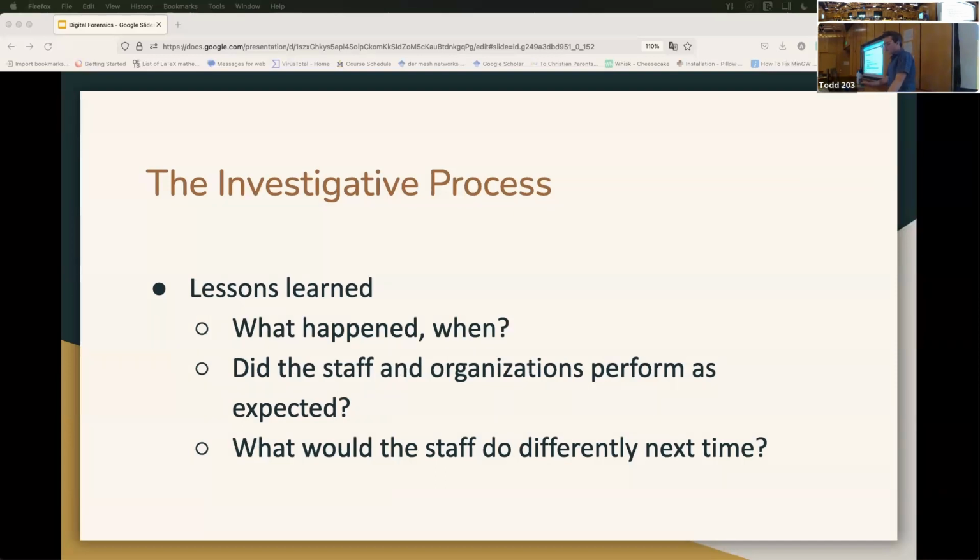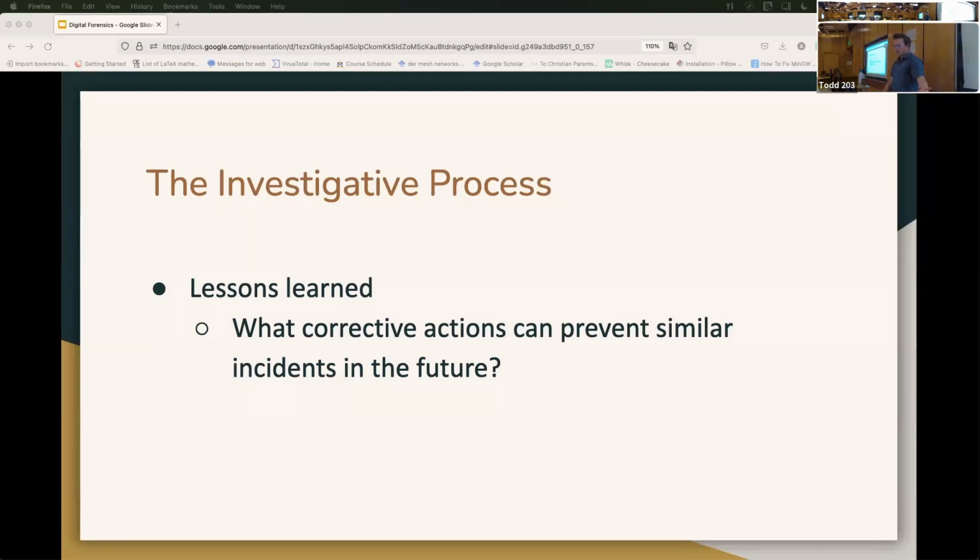And now we're on to our final 2 steps of the investigative process. After this, we'll talk a little bit about the actual evidence gathering and the tools we're going to be using. But company-wise, we're going to talk about the lessons learned. What happened when? Did our previous trainings work, right? Did the staff and organization perform as expected? What should the company do different next time? And what corrective actions can prevent similar incidents in the future?